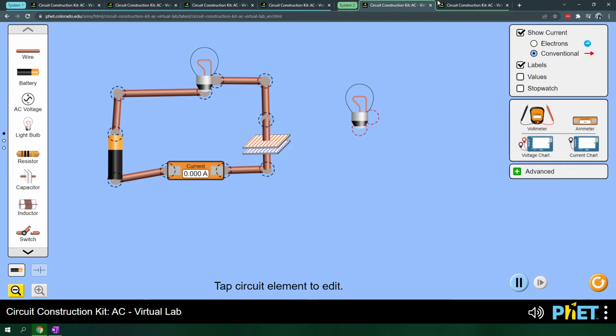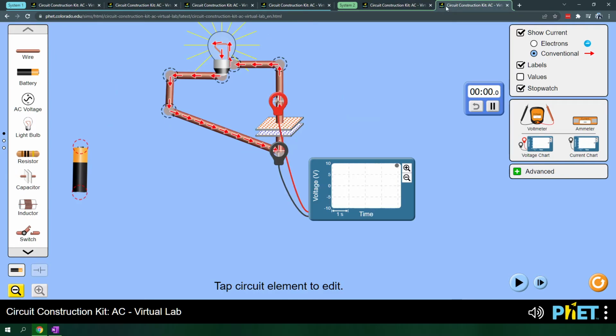And in this last system, you can see that we have a fully charged capacitor and it is connected to a 30 ohm light bulb. And if we play the circuit, we can see the voltage chart being made right here. And from this measured data, we can calculate the RC.